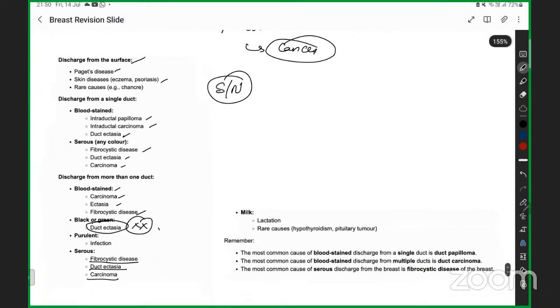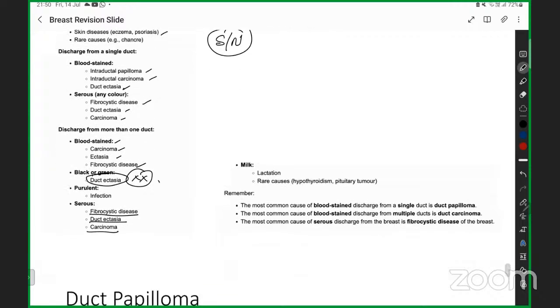This is just a summary of what you have read. Remember, the most common cause of blood-stained discharge from a single duct is duct papilloma. The most common cause of blood-stained discharge from multiple ducts is duct carcinoma, and the most common cause of serous discharge from the breast is fibrocystic disease of the breast. Is it clear? Shall I move to the next one?